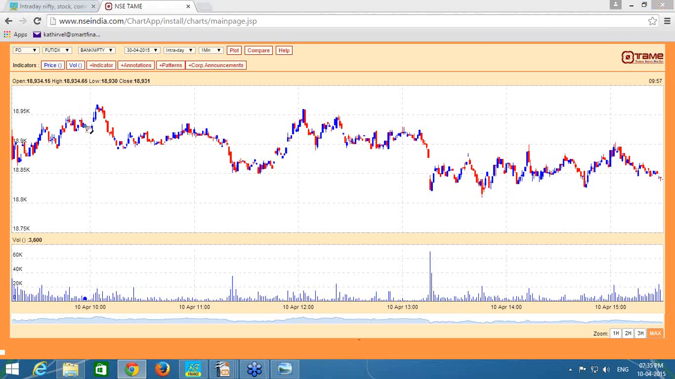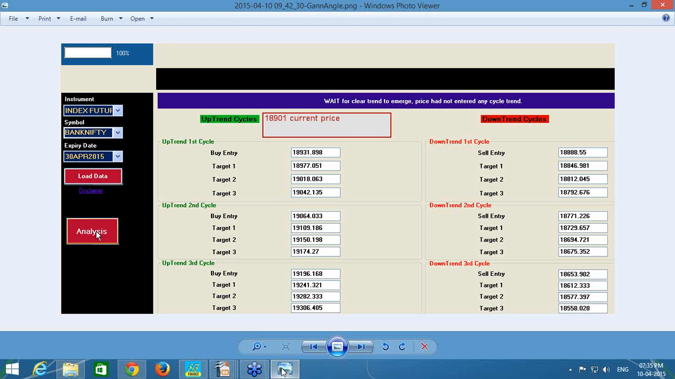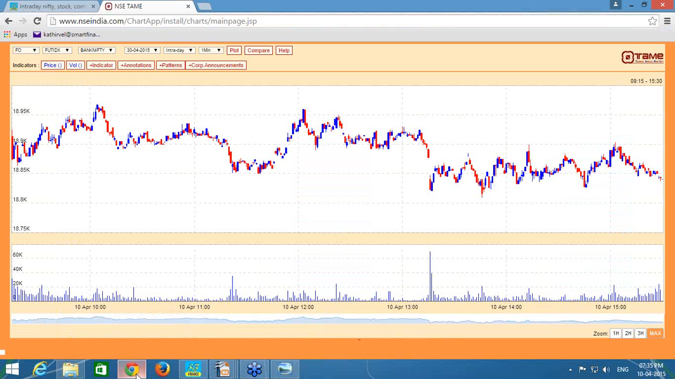So when I took the reference at 9:42, it was not entered in any of my buying cycle or selling cycle. But it shows me one thing: if it goes above 18,931 level, I will be buying for 19,000 and odd. If it falls to 18,888.5, I will be selling it. This is what it says. So let me see where it has gone.